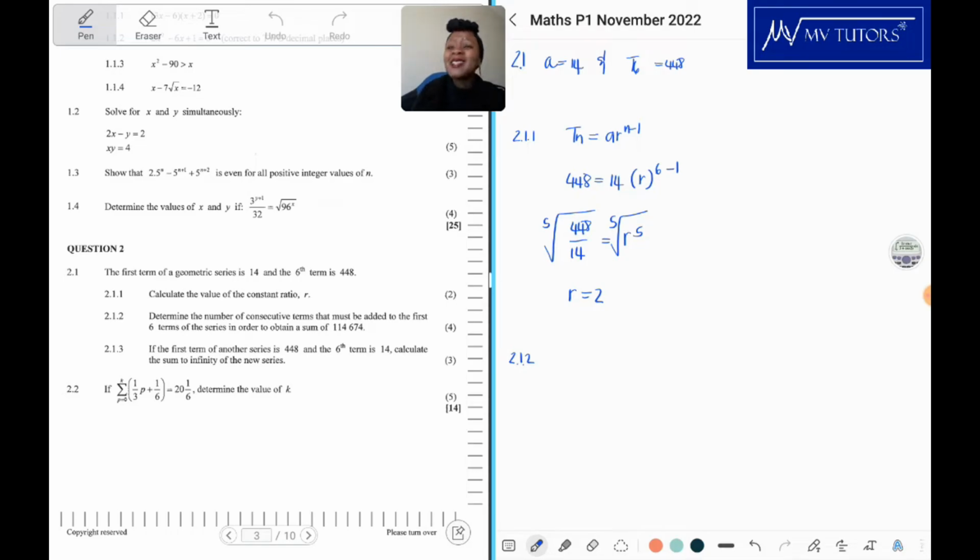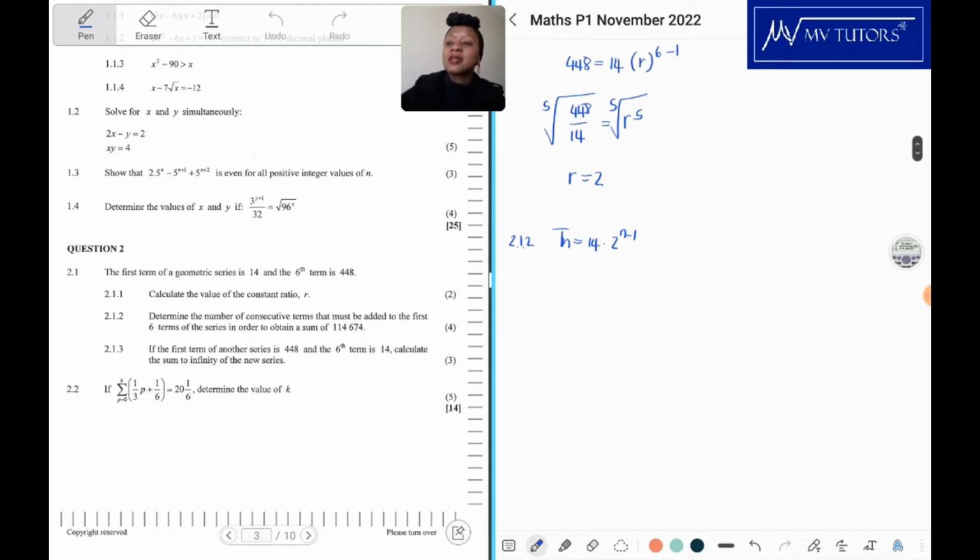Okay, so first of all, what is the Tn formula? We have a r to the power n minus 1. Let me just actually write what we actually have. A is 14, r is 2, and we have n minus 1. So now if I were to get the sum, so the number of consecutive terms must be added to the first 6 terms. Let us then use the sum of the first 6 terms.